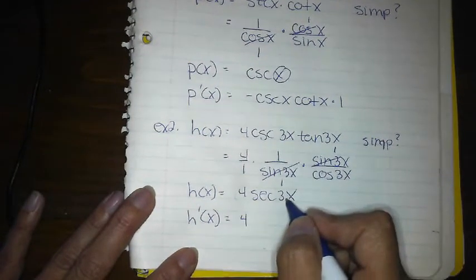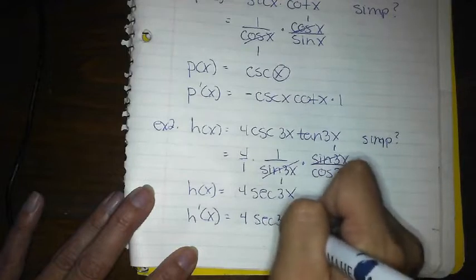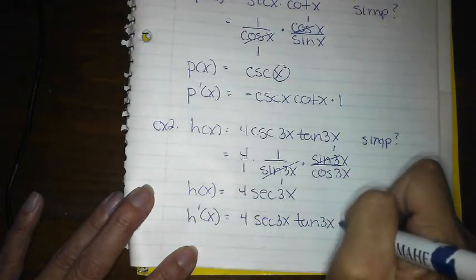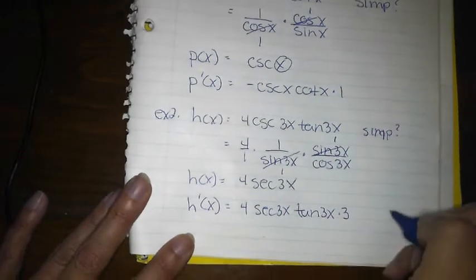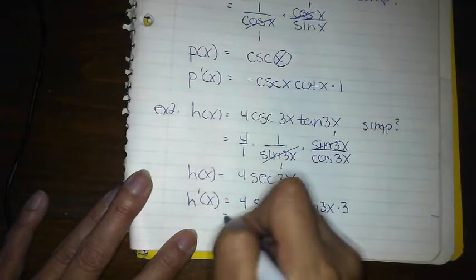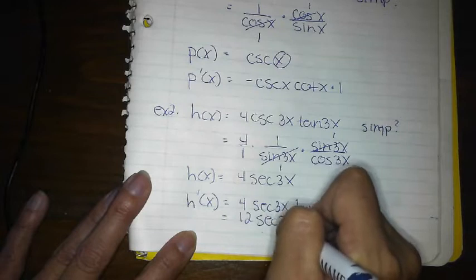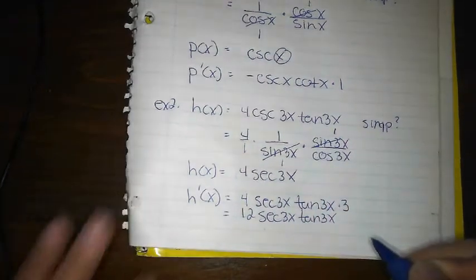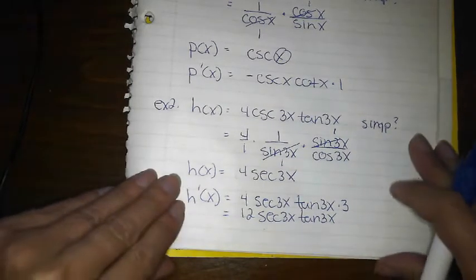Secant's derivative is secant of the angle times tangent of the angle multiplied by the derivative of the angle, which is a 3. And then just floating that 3 to the front. Final derivative is 12 secant 3x tangent 3x.